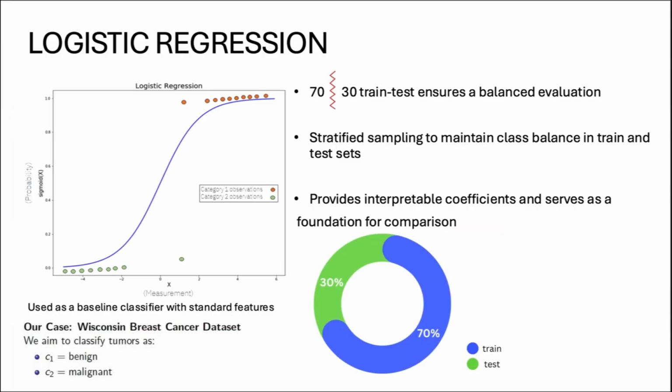Hi, my name is Saba, and I'm going to take you through the first model we chose, which is logistic regression. It's a simple but effective classifier that helps set a baseline. We used a 70-30 train test split with stratified sampling to maintain class balance. Logistic regression provides interpretable coefficients, making it a great starting point.